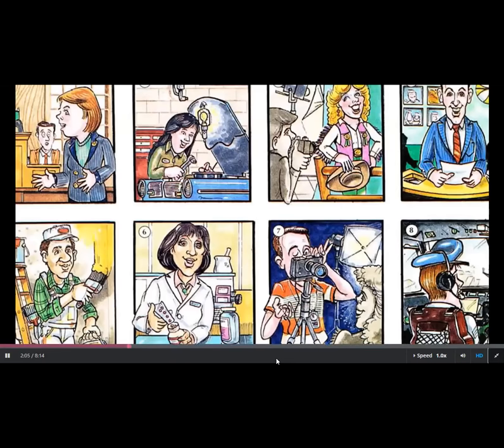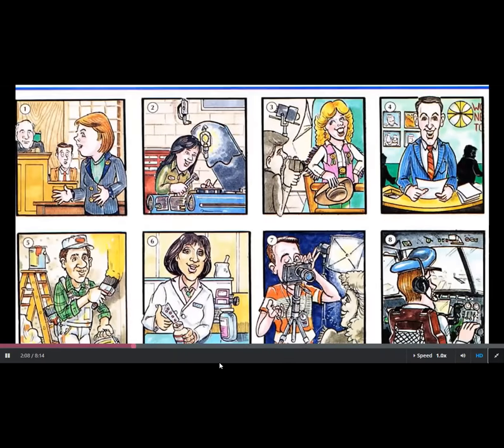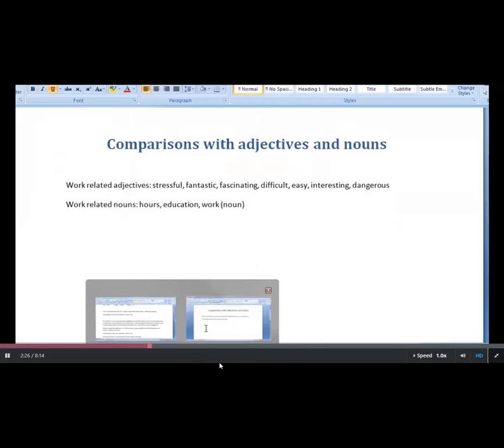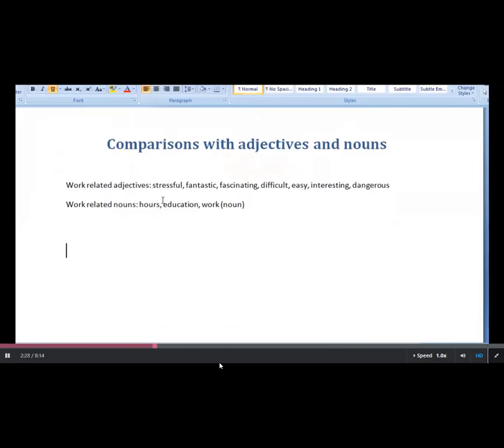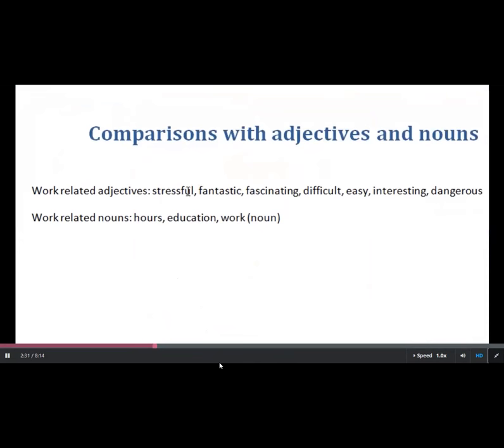So let's try to make the comparison between two jobs. What we'll do is we'll select these first two, as you can see here. So we have this one looks like a lawyer, and picture number two looks like a mechanic. So let's make the comparison between a lawyer and a mechanic. Before we do that, we want to have some work-related adjectives in mind, such as stressful, fantastic, fascinating, difficult, easy, interesting, dangerous, and of course there are many more, but because of time we're not going to go through a lot of other adjectives.